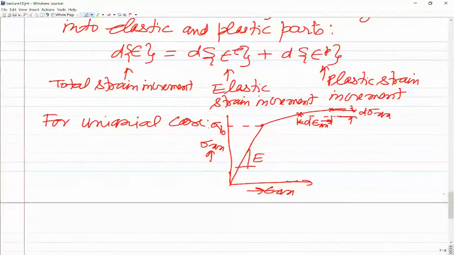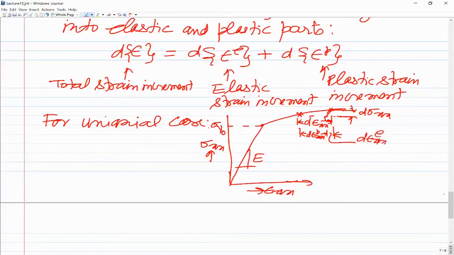Now if you want to identify the elastic part of the incremental strain and the plastic part of the incremental strain, we consider unloading from this point by an amount of stress going down by d sigma xx. So we come up to here, so this is the unloading path, and the slope of this is E. From here, this is the permanent strain d of epsilon xx p, and the remaining part is d of epsilon xx e.